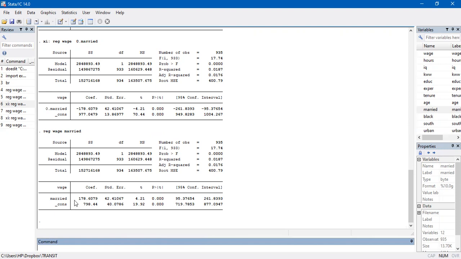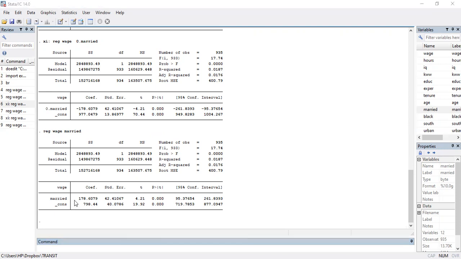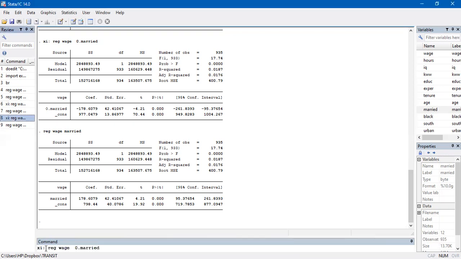Those who are married will earn 178 Ghana cedis higher than those who are not married. I was trying to tell you that we can tell Stata to change the reference dummy. We don't want to use those who are married as a reference. We want to use those who are not married. There's a command that we can use to swap it. The command is xi: regress wage i.married with 0 as the base, since 0 means those who are not married.